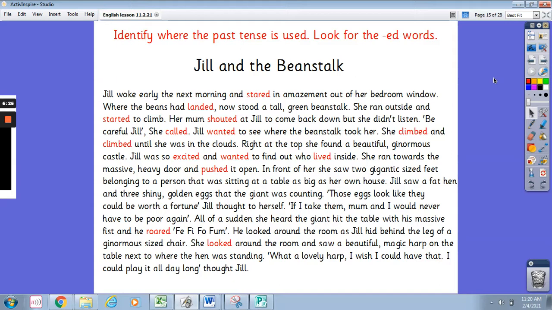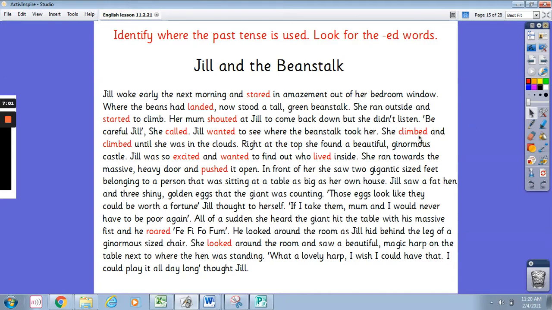Brilliant, well done. I have highlighted in red the words that I have used that end in ed. So these are all past tense words I've used. So I've used stared, landed, started, shouted. You can tick these if you've written any of these down. Called, wanted, climbed, excited, wanted, some of them are repeated, lived, pushed, roared, and looked. Well done if you got those, and there's another look there too. Some of them might be repeated, but well done if you got those words.